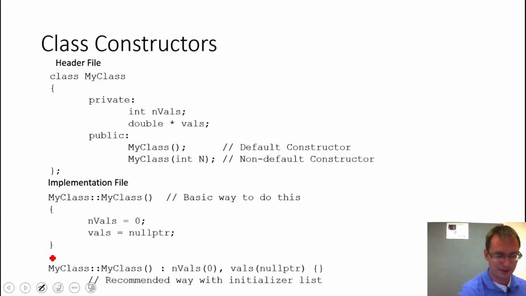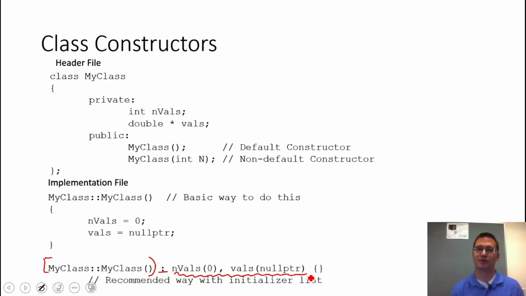Yes. Okay. So we say this is our constructor, and then we have this little colon, and then we place our variables after this. And we say n vals will be 0, vals will be a null pointer. And that's called an initializer list. It's generally the recommended way to do things. I'm not sure exactly on all the details about that. Again, I'm not a C++ expert. I'm just a guy who reads a lot of Stack Overflow.